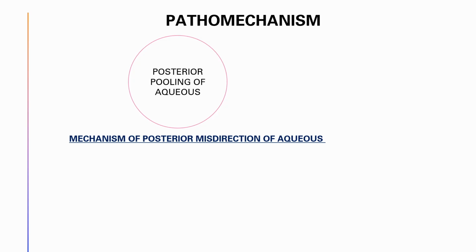Then there are three mechanisms. Ciliary block mechanism, which occurs due to anterior rotation of the ciliary body with ciliary processes pressed against the lens, along with anterior displacement of the vitreous, which is responsible for the aqueous misdirection. The anterior displacement of the vitreous puts it in apposition to the ciliary process, contributing to the misdirection.